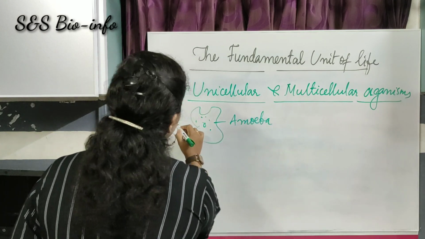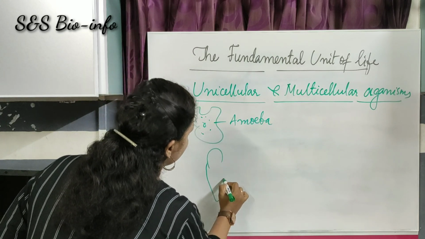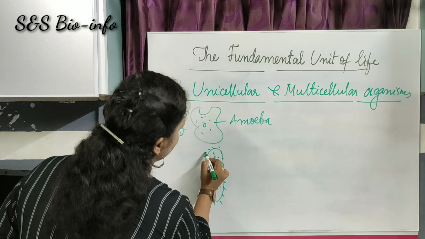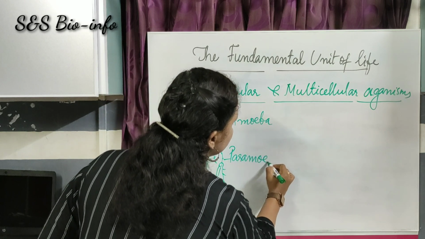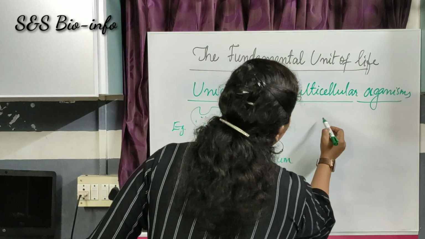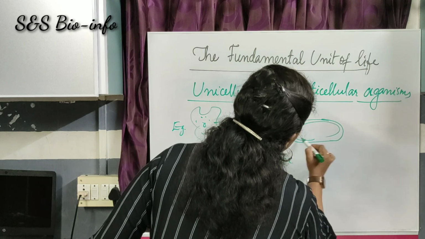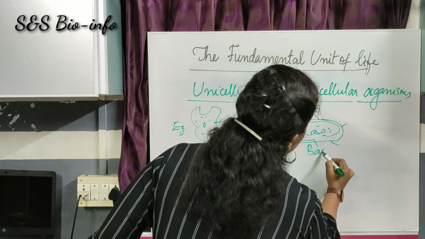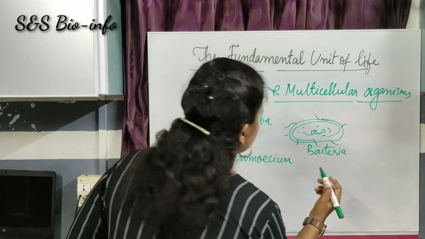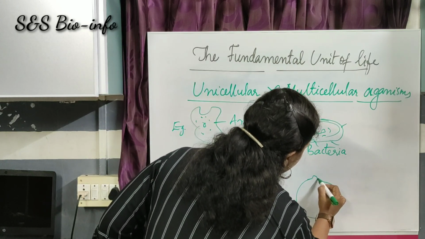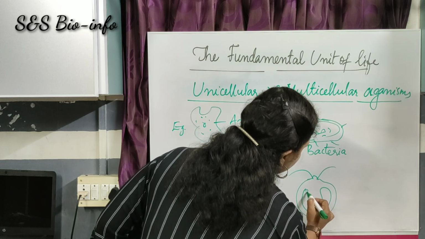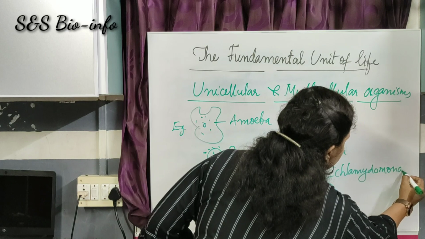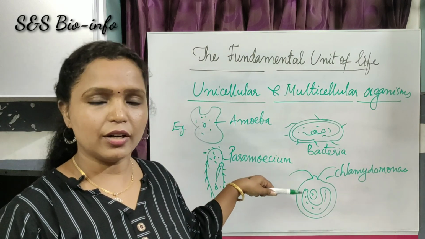Amoeba, then paramecium, then bacteria, Chlamydomonas. These are some examples of unicellular organisms.